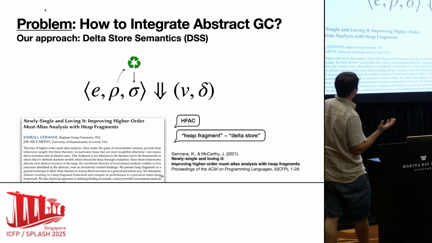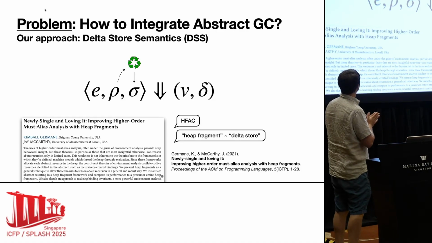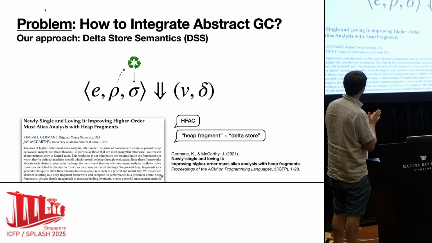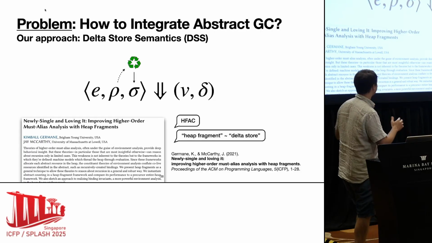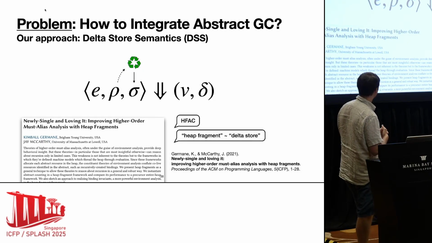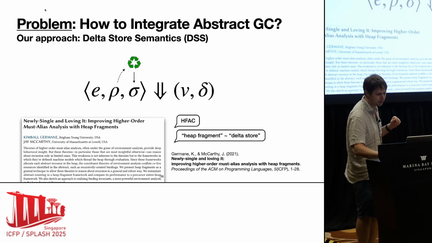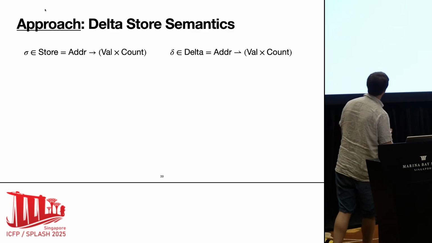So to our knowledge, there's only one existing work out there which does something a bit similar, which is the work I've screenshotted here on heap fragment semantics. If you're familiar with the work, a heap fragment is somewhat similar to a delta store. I'm not going to go into detail about the differences and similarities here now. Instead, I'll talk about how this delta store semantics work.